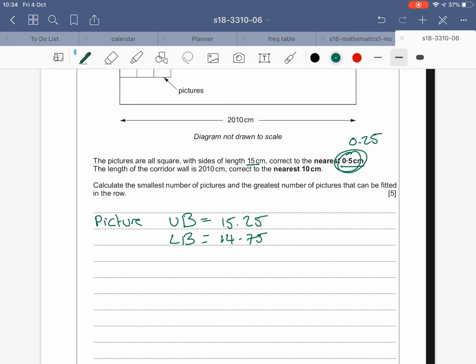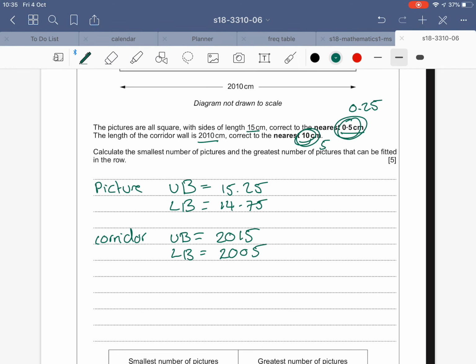Are we doing hallway? Corridor? Corridor. So the corridor's upper bound and lower bound. We've got, it's 2010, correct to nearest 10. So we take our bound, we half it, so that's 5. Upper one, we add it on, so 2015. And for the lower one, we take it away, so 2005.